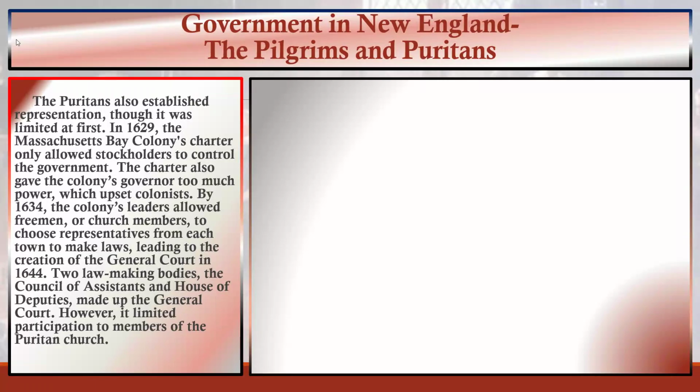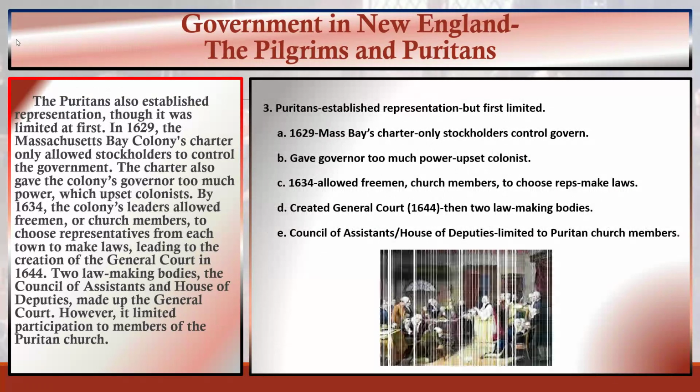So let's see how we did this. I mean, how did I summarize this? Puritans established a representative government, limited at first. 1629, Mass-Bay's charter, only stockholders control government. Governor, too much power. Colonists upset. 1634, what did they do? Establish rep government, general court. Two bodies, council assistants, house deputies. Limited to church members. I just kind of ran through the paragraph real quick and I looked at the important stuff. So how did I do it?